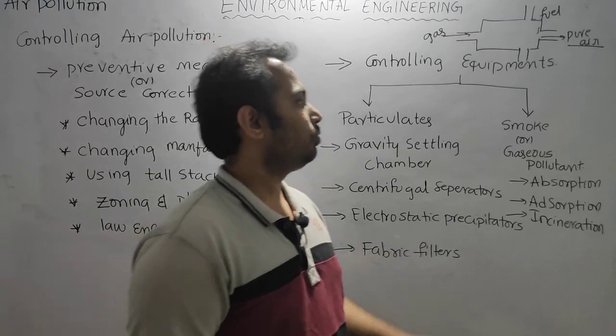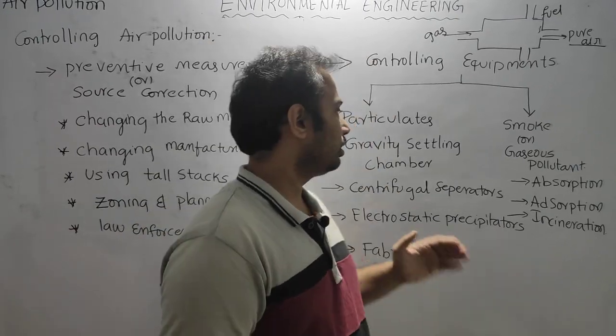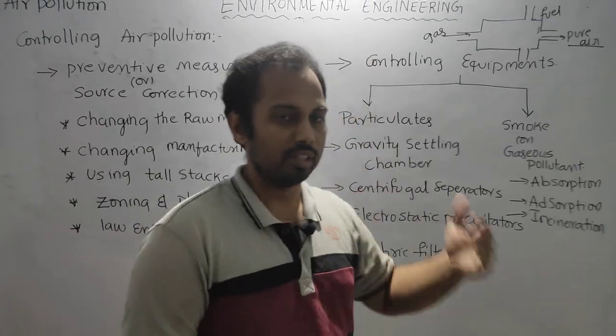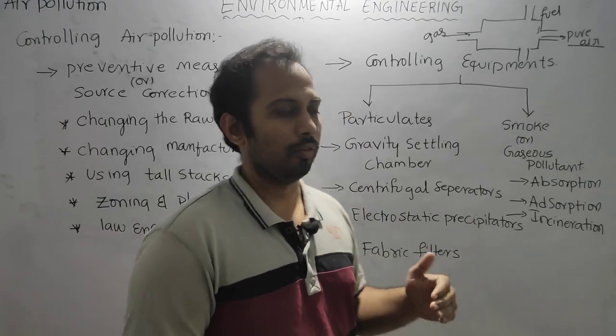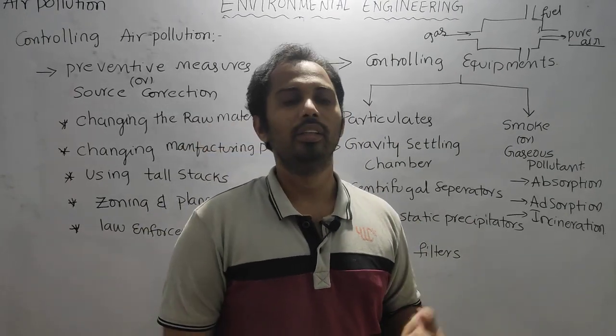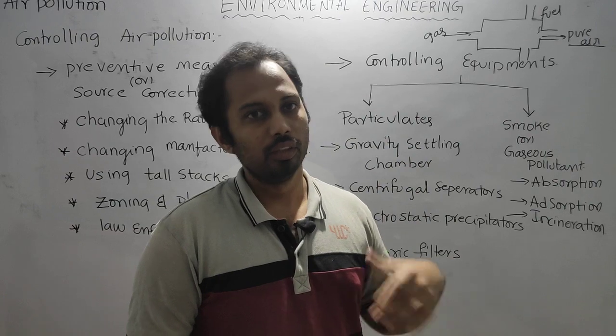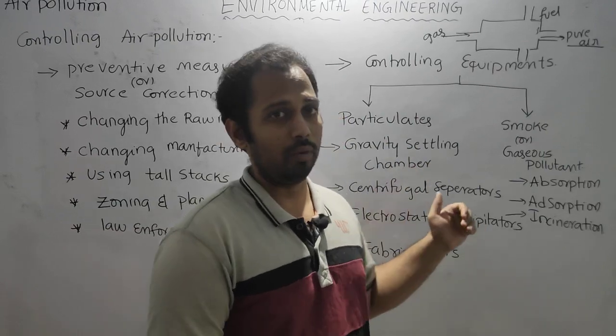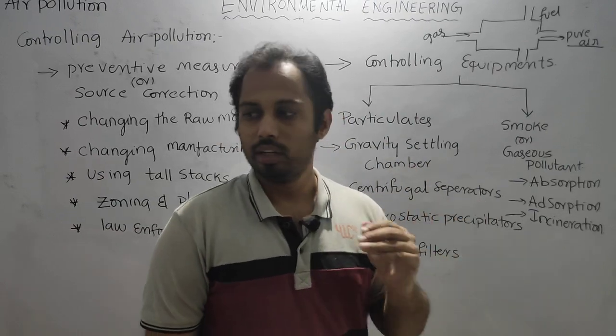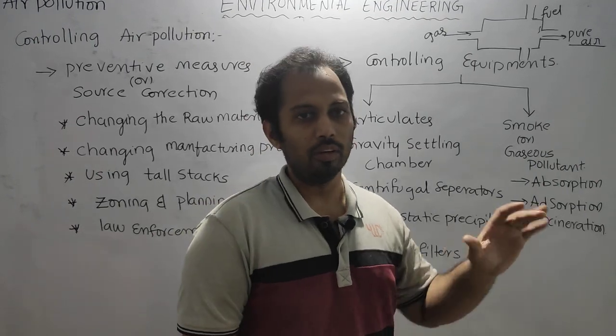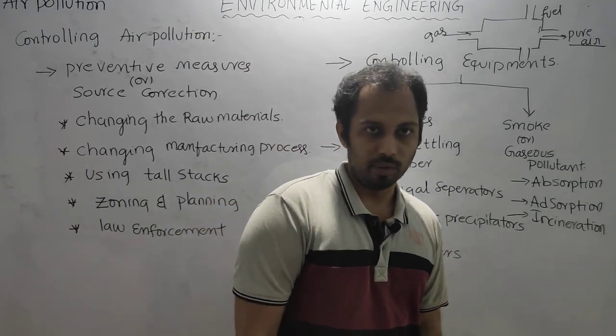So this is it for this class. We will discuss the electrostatic precipitators' efficiency in the next class, and also the noise pollution. After completing noise pollution, we are done with the theory part of air pollution and noise pollution. We will be doing the questions, and by that we will have completed the whole syllabus. Thank you so much.